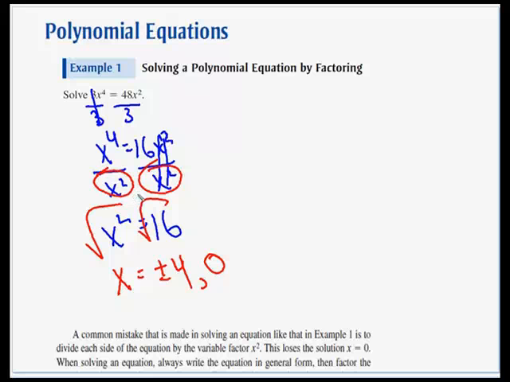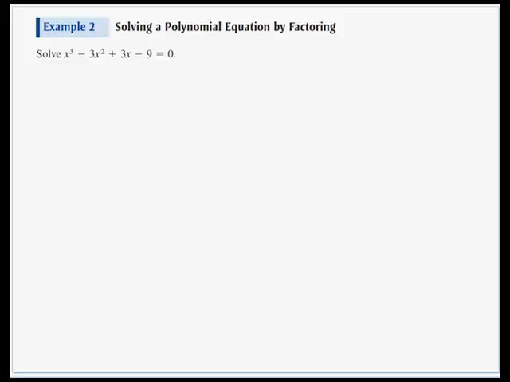Remember when we were working with fractions, and we're going to do that later in this section, with variable denominators, if we multiplied through by a variable quantity, we could create an extraneous solution. Here we are doing the opposite. We're eliminating a good solution that we would have found otherwise.